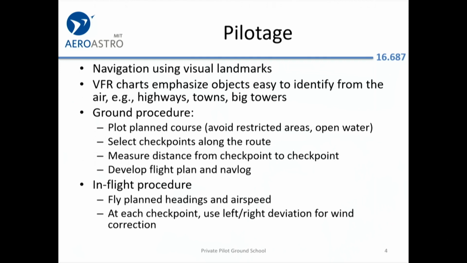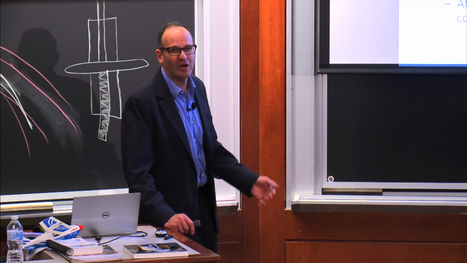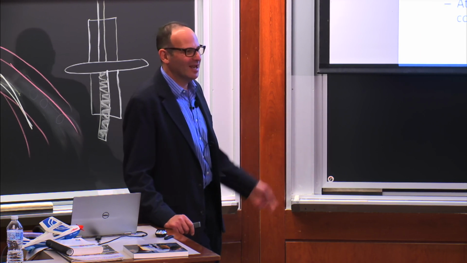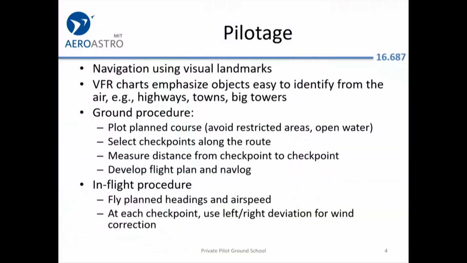Okay, so when you're doing pilotage, you come up in advance with a bunch of visual landmarks that you think you'll be able to see from the air. You're going to cross a river, you're going to find a reservoir, you're going to see a big radio tower, you're going to pass a town that has the name of the town written on a high school athletic field. And the VFR charts, they emphasize, I think you saw that maybe with the iPad, or we have charts up here, we can look at it later, but they emphasize objects that you can, as a practical matter, see from the air.